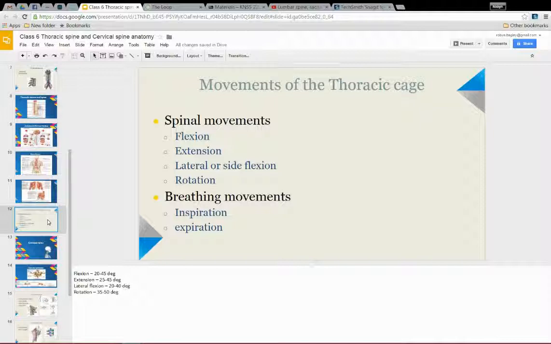So movements of the thoracic cage, we have flexion. And in the thoracic area, flexion is limited to 20 to 45 degrees.